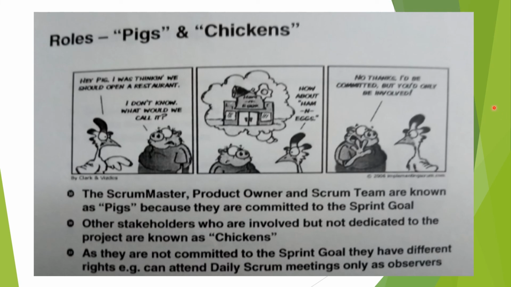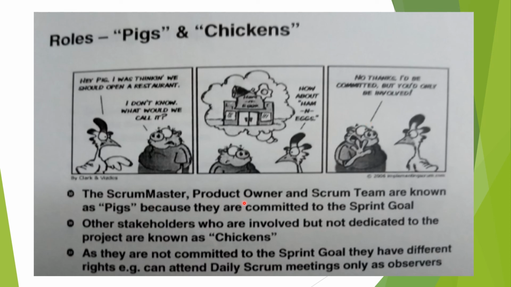So this is a very funny slide on the difference between the Scrum team and other people. This is a funny conversation between a pig and a chicken. Chicken is asking, pig, can we open a restaurant? Pig is saying, I don't know what to call it. Chicken is saying, how about ham and eggs? Pig is saying, no thanks. I will be committed, but you will be only involved. That's how it is.